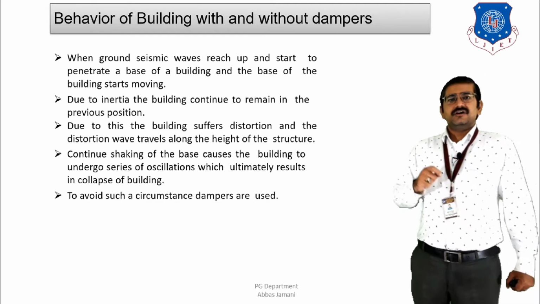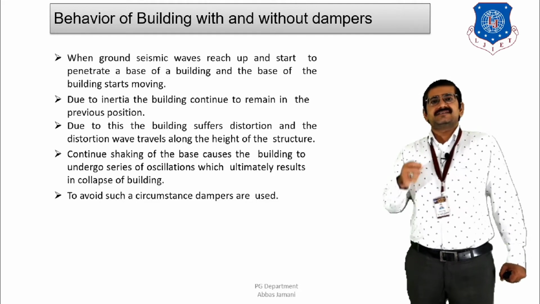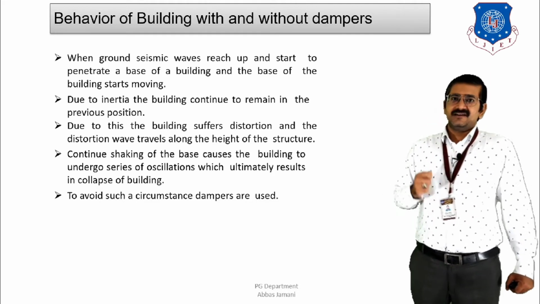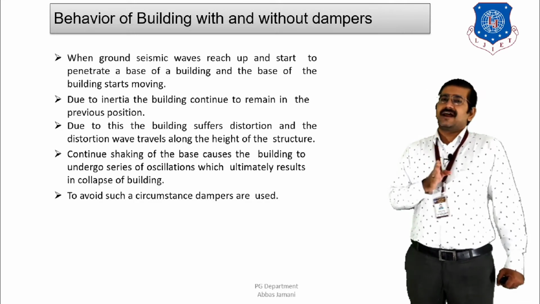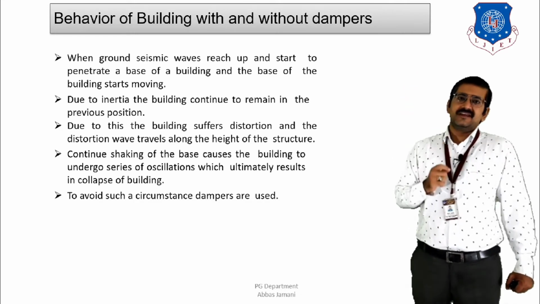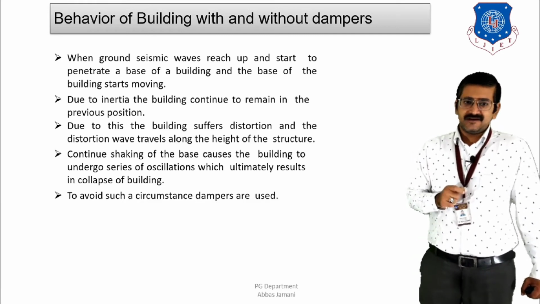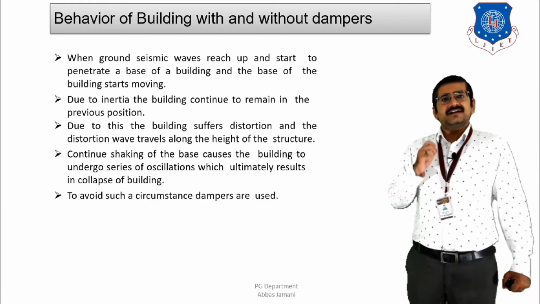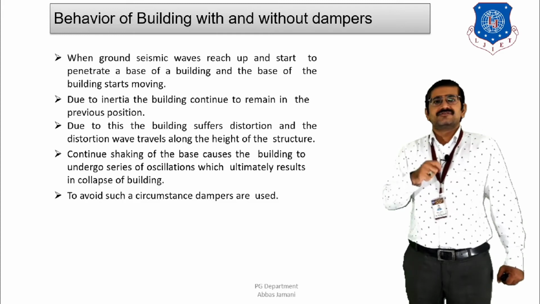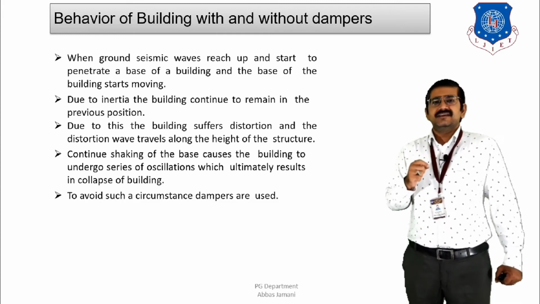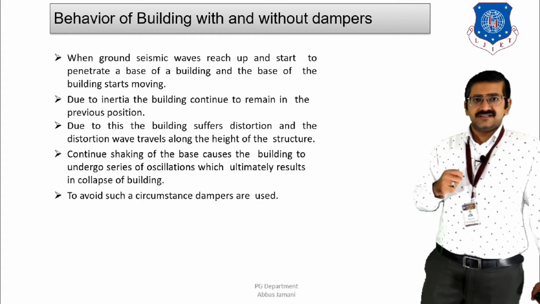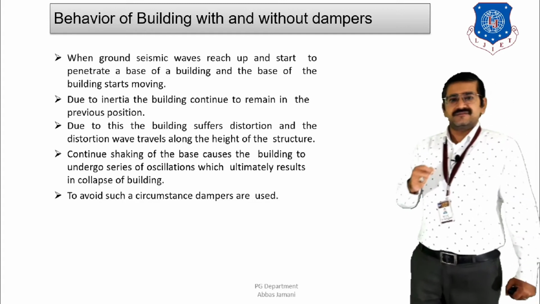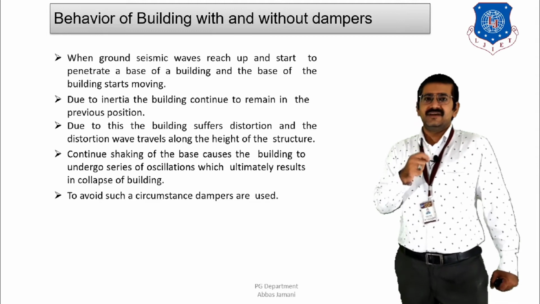Right? So when the movement of the building takes place in the other direction due to the presence of inertia, the distortion of the building will start, and this distortion wave will travel to reach the top of the building, that is up to the terrace level. Right? So as a result, the continuous shaking of the building will start, and due to this continuous shaking, the oscillations in the building are likely to increase, and when these oscillations increase, the collapse of the building is likely to be initiated.